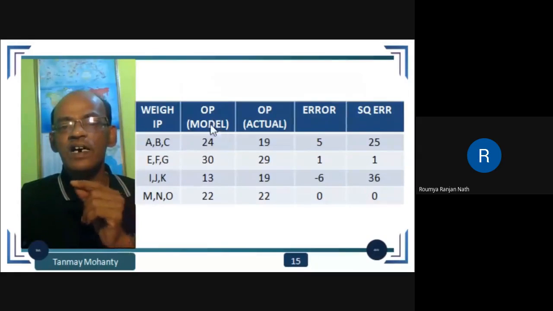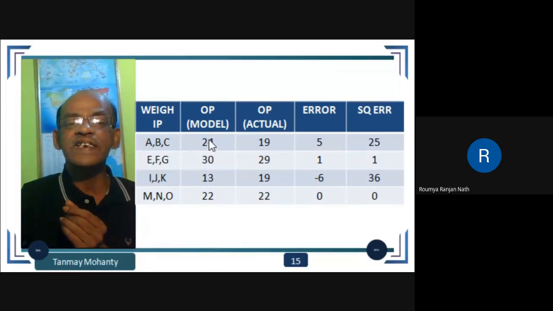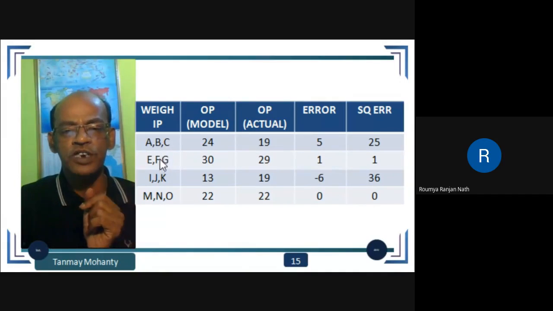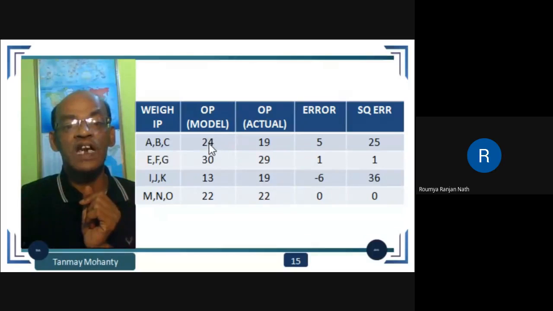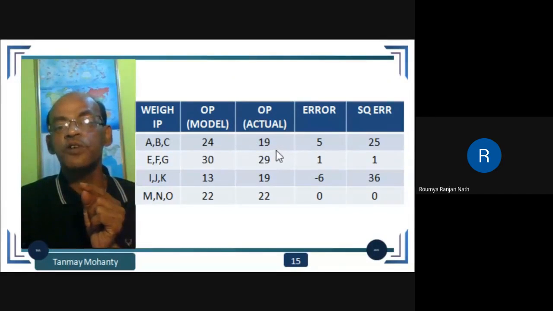Now, here let me tell you what is square error kind of thing. Suppose the model generated output, after we assign weightage like A, B, C, some numeric weightage, is 24, and the actual output that we obtained by experiment is 19. So what is the error? 24 minus 19, that is 5. We use the term square error. This square error will take care of whether we are getting a negative error or not.